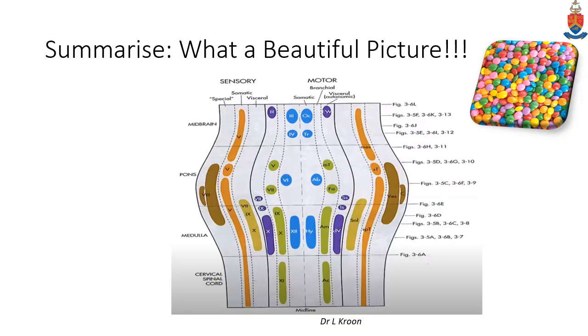Okay, to summarize what I just said. So we've got this beautiful picture of all these multicolored nuclei situated in the brainstem. But you might feel a little bit overwhelmed now and feel that you will never be able to localize within the brainstem. So therefore, I'm going to make it easy, and I'm going to give you only 2 steps to remember.